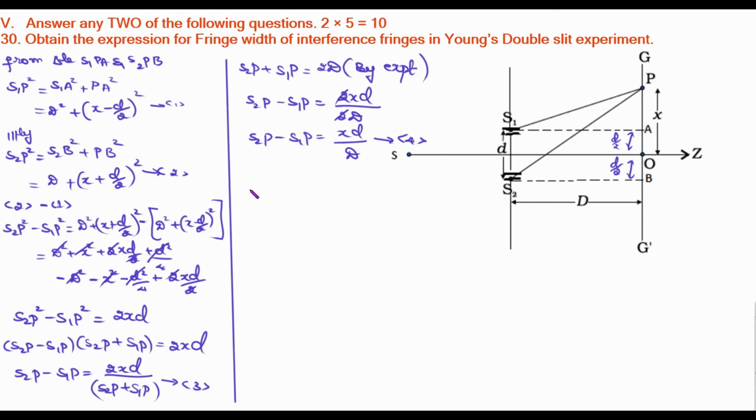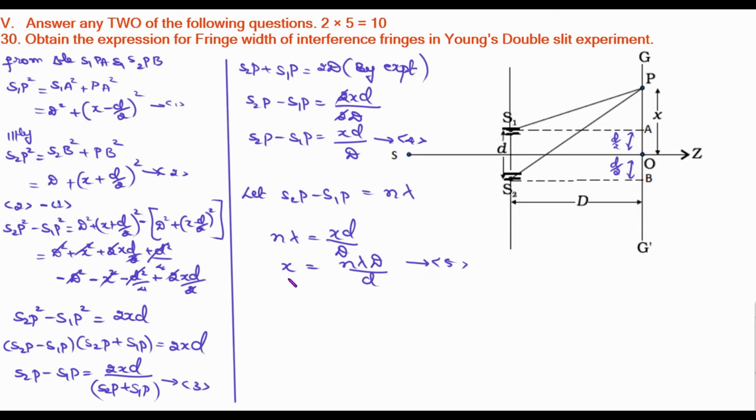Now here let S2p minus S1p be equal to n lambda. Alright, assuming that the fringe which has formed at a distance of p is a bright fringe, the path difference for a bright fringe is n lambda. So substitute it here. N lambda is equal to xd divided by D, and from this x is equal to n lambda D by d. Okay, this is equation 5.